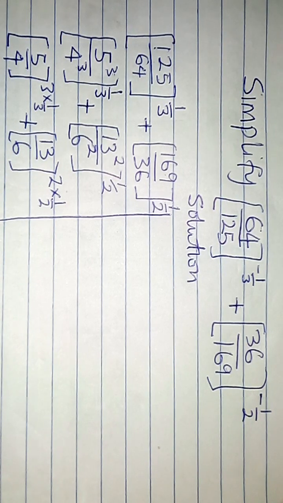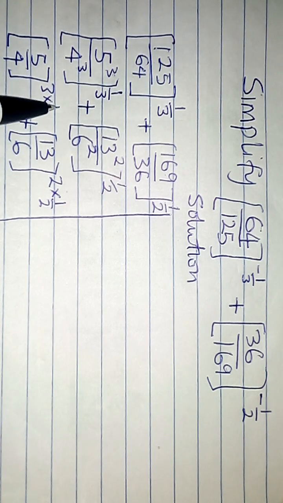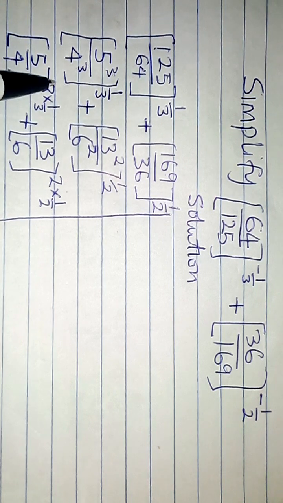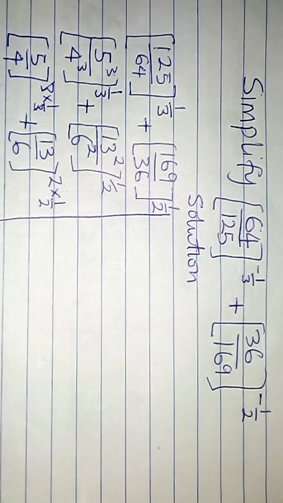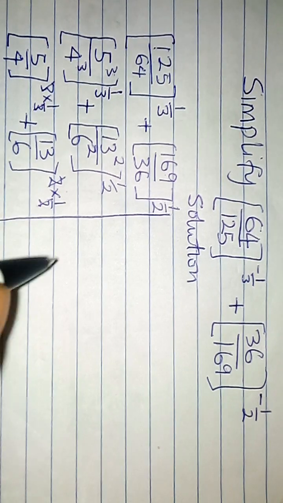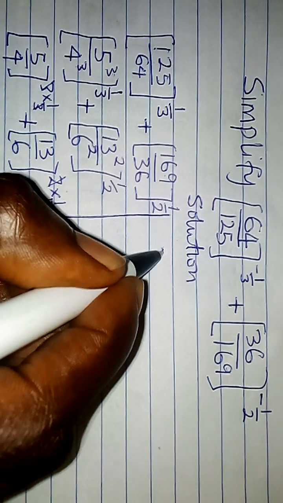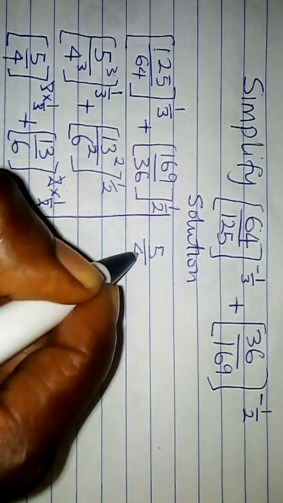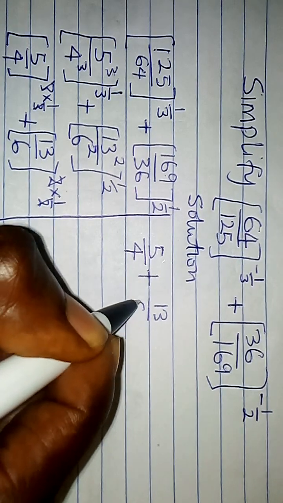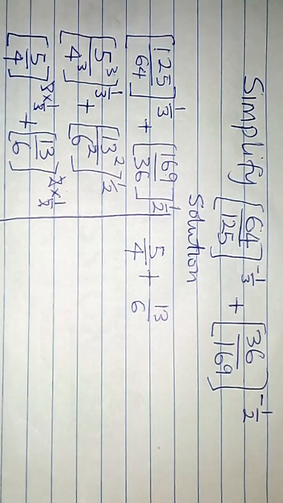So now as we have it like this, the next thing we are going to do is, if you look very well, you will see that 3 is multiplying this 1. So 3 times 1 will give us 3 all over 1, which means 3 will cancel out. The same thing here, these 2 will cancel out. So we are left with 5 all over 4 plus 13 all over 6.